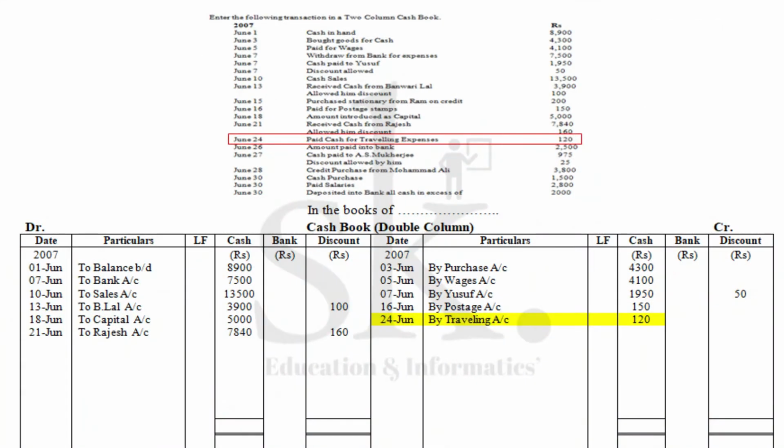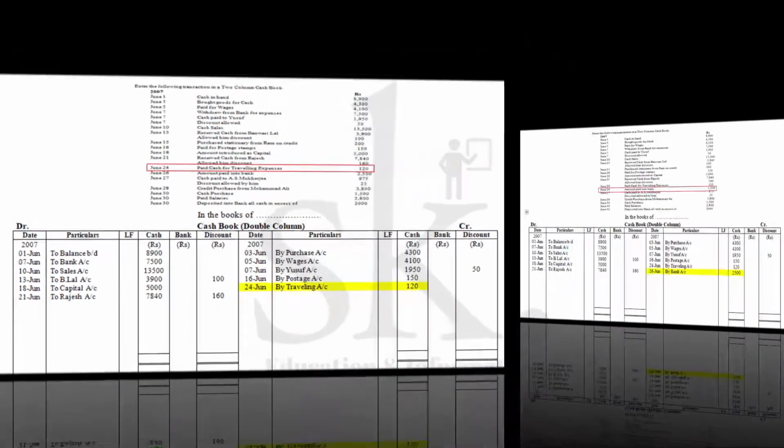On 24th of June, paid cash for travelling expenses rupees 120. The journal entry will be travelling account debit to cash. So in the cash book on the credit side, by travelling expenses account, and in the cash column 120.